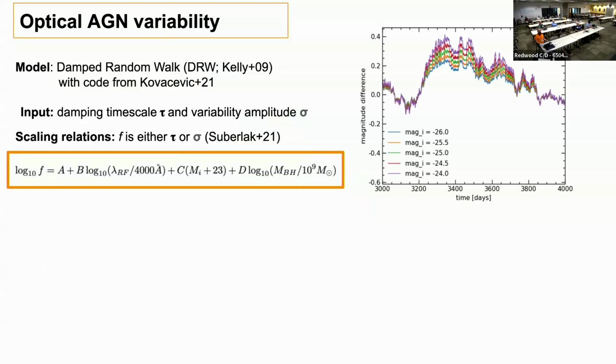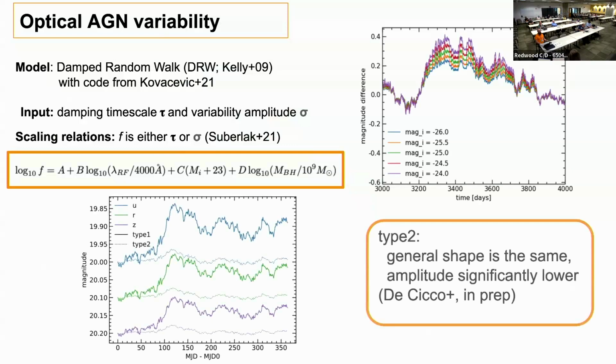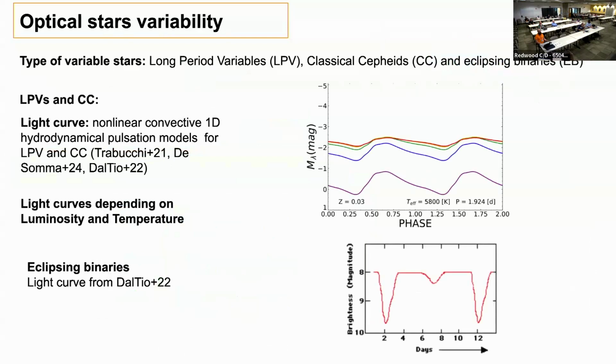Here I'm showing a couple of damped random walk light curves as a function of the absolute magnitude. As a detail, we have another recipe for type 2 AGN where basically the variability is just lower. The amplitude of the variability is significantly lower. We've added a recipe for optical variability for stars. So basically for long period variables, classical Cepheids and eclipsing binaries. This was basically given to us, and we have just implemented it as a part of the pipeline.